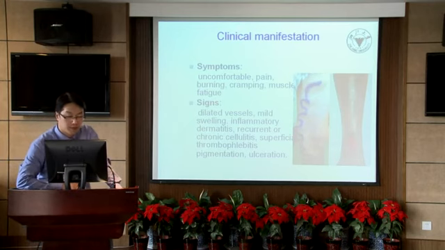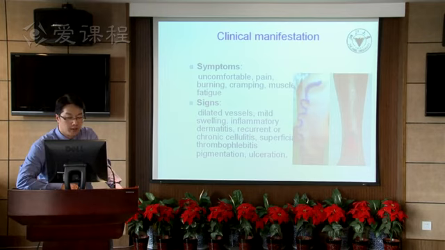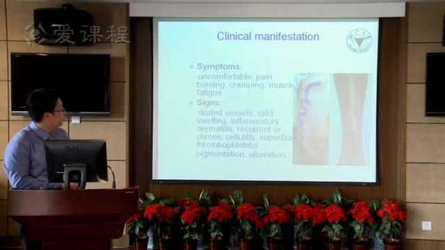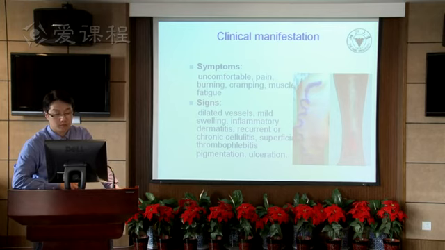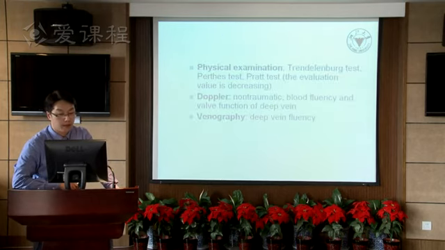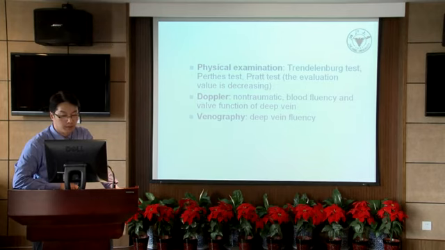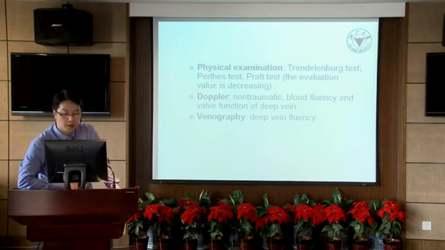Clinical manifestation: symptoms include the patient complaining of uncomfortable pain, cramping, muscle fatigue. Signs show dilated vessels, mild swelling, inflammatory dermatitis, recurrent or chronic cellulitis, superficial thrombophlebitis, pigmentation, ulceration. This is ulceration. Physical examination includes the Trendelenburg test, Perthes test, and Pratt test. But the evaluation value of these three tests is decreasing.